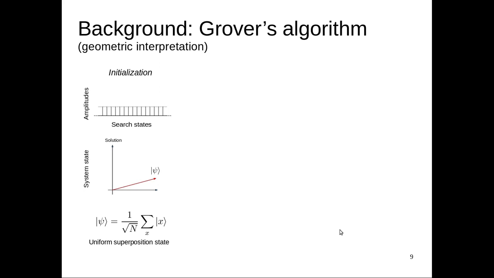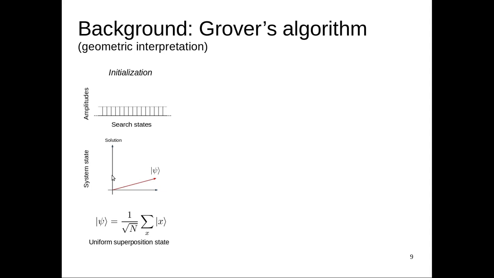To give you some intuition for how Grover's algorithm works, I'll be using the geometric interpretation. So we initialize the algorithm such that our quantum system, our quantum register, is in the uniform superposition state, and each of these search states in our quantum system is going to correspond with one of the items in the unstructured list. And so effectively what we're doing here, if you look at the top figure, is we're assigning a uniform amplitude to each of the search states. In this figure in the middle here, we can see that our uniform superposition state is indicated by the red arrow. For the purposes of this example, we're going to let the y-axis represent the solution state that we want to actually find.